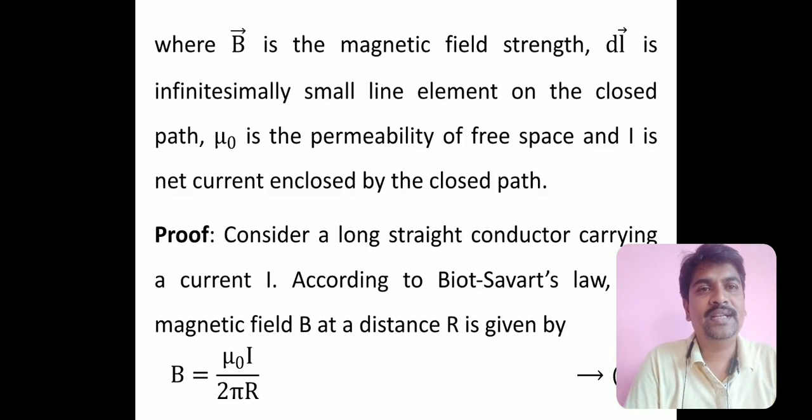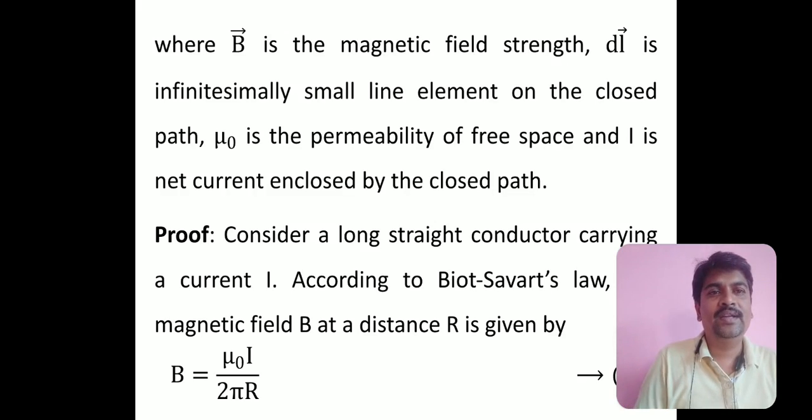I is the net current enclosed in that closed path. You have to be a little careful while defining I here. I is the net current enclosed in the closed path, not anywhere else. It pertains to the closed path. Now I will discuss a very small proof of Ampere's circuital law. I am going to prove it in a very simple manner. I need to prove that the line integral of B dot dl is equal to mu naught times the current enclosed in the closed path.